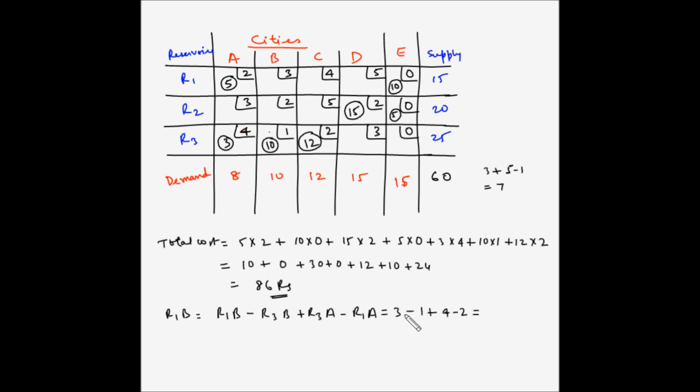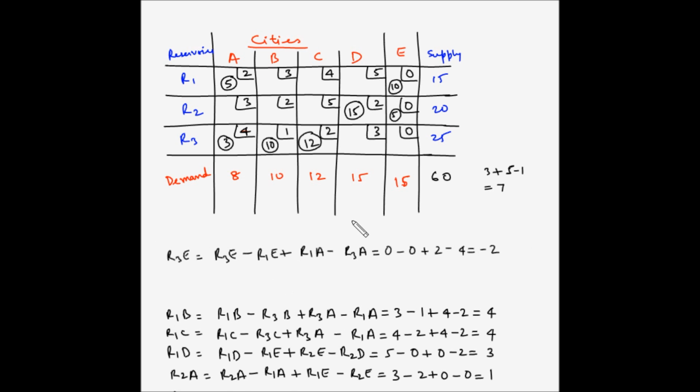So this is 3 minus 1 is 2, 2 plus 4 is 6, 6 minus 2 is 4. So now after we have calculated the net cost change value for all the water squares, the next step is to evaluate the solution for optimality by observing the sign of the net cost change.